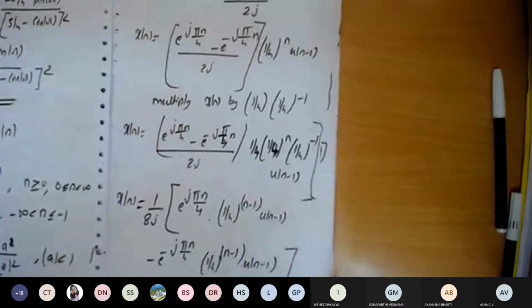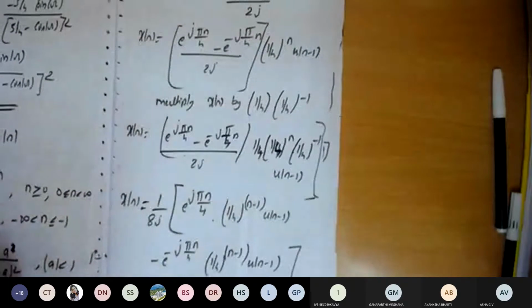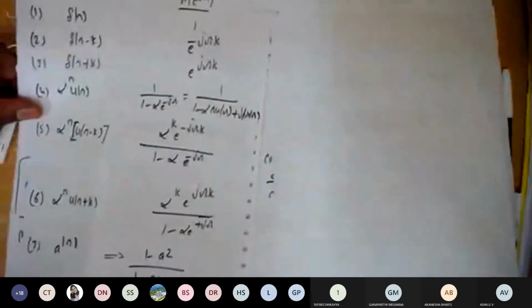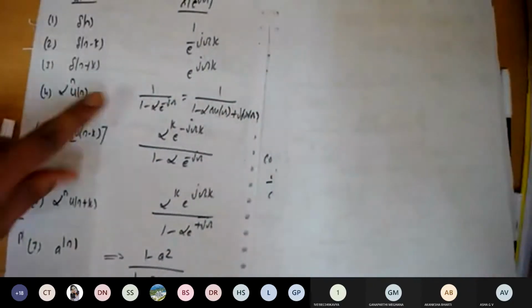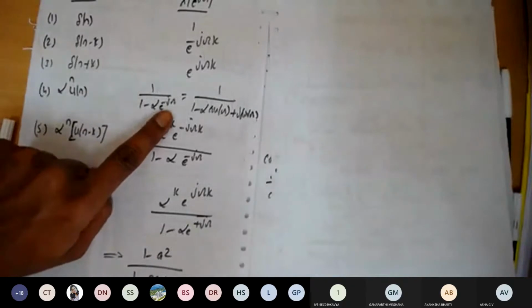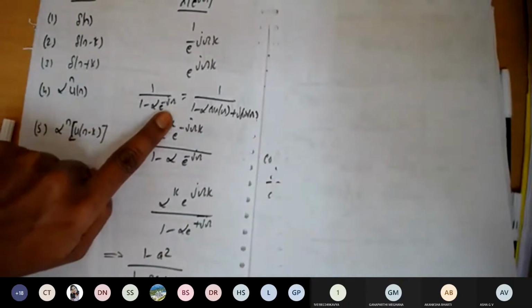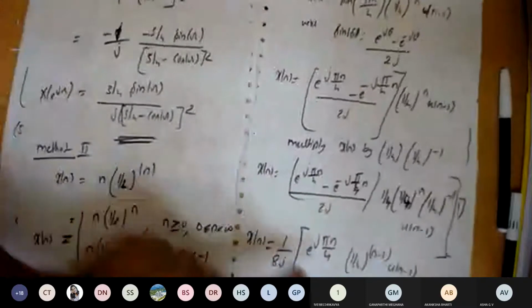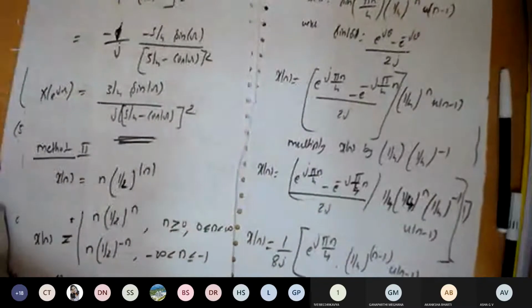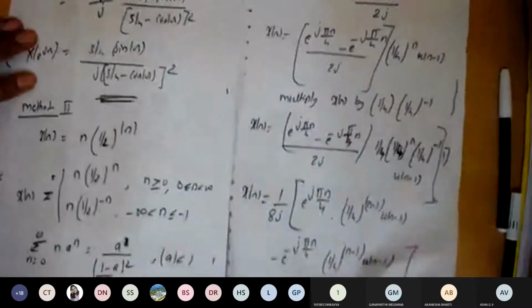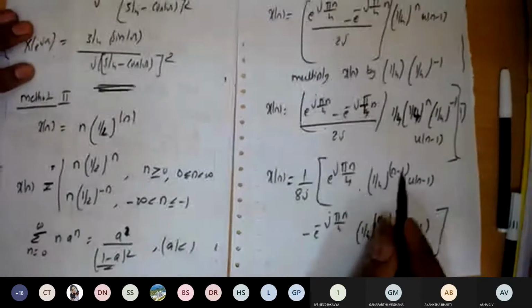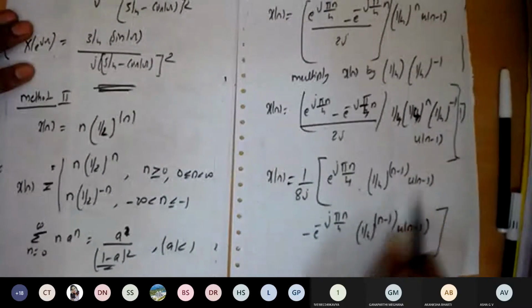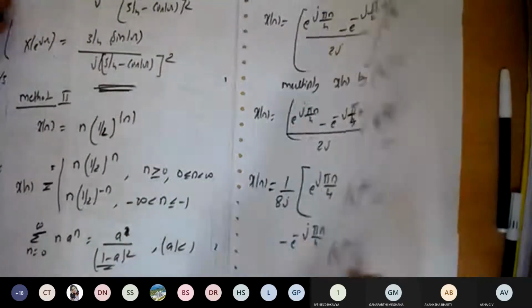Okay. So I'll consider the DTFT of a to the power of n. So we know that the DTFT of alpha to the power of n into u of n is nothing but 1 divided by 1 minus alpha into e to the power of minus j omega. So let us apply that one, and we'll find out the DTFT of 1 by 4 to the power of n into u of n, and later we'll apply the respective properties.